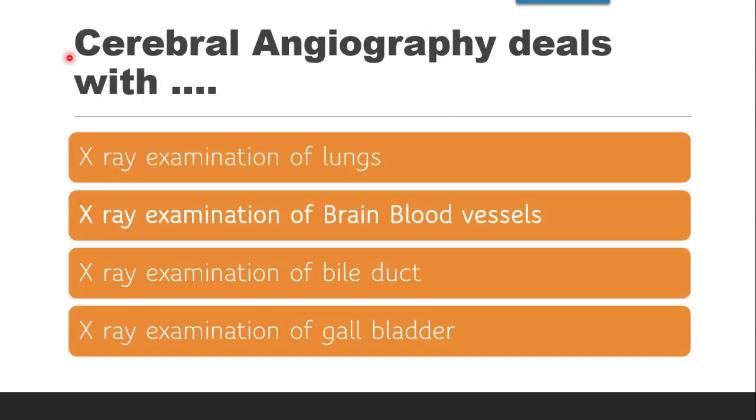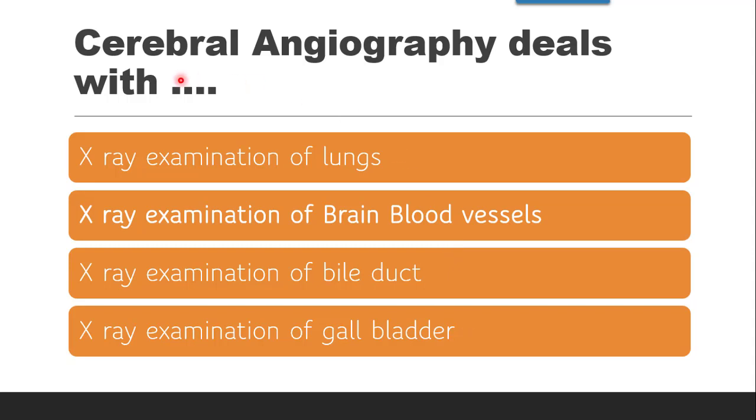Next question is, cerebral angiography deals with dash. Whether it deals with the X-ray examination of lungs, the X-ray examination of brain blood vessels, the X-ray examination of bile duct, or the X-ray examination of gallbladder.